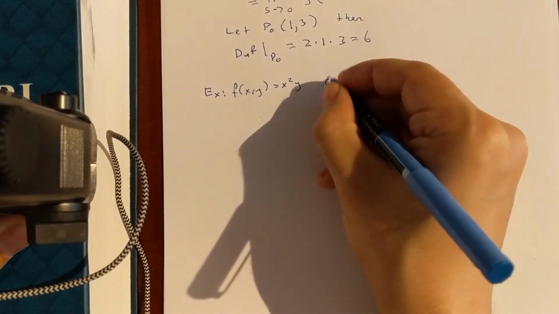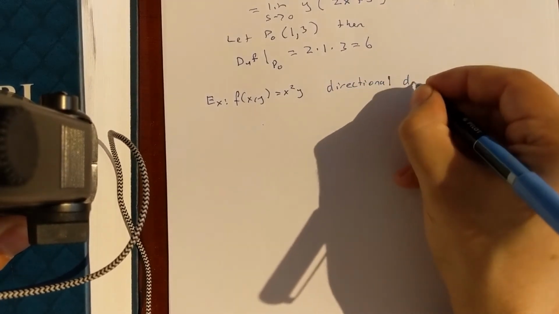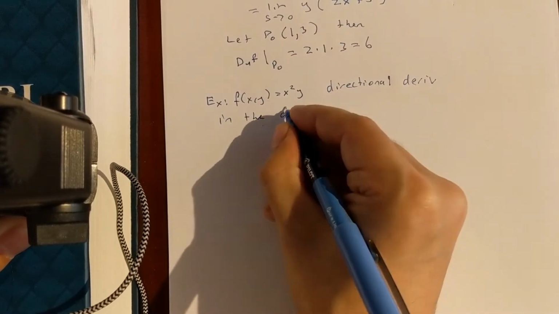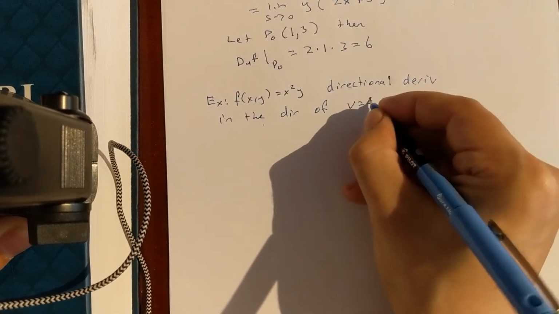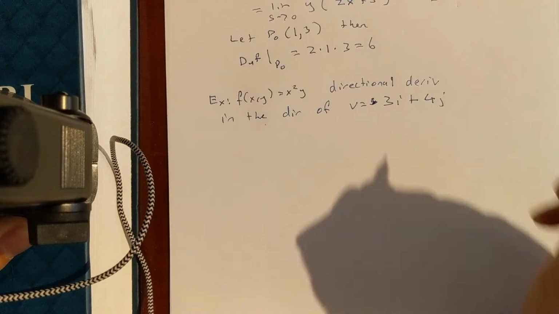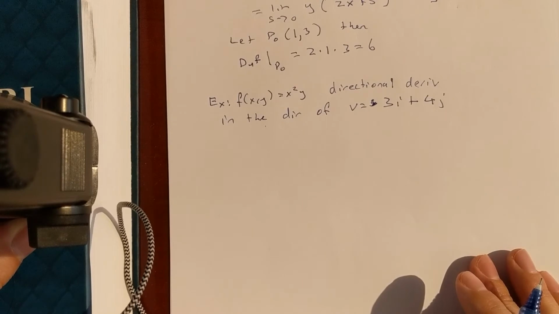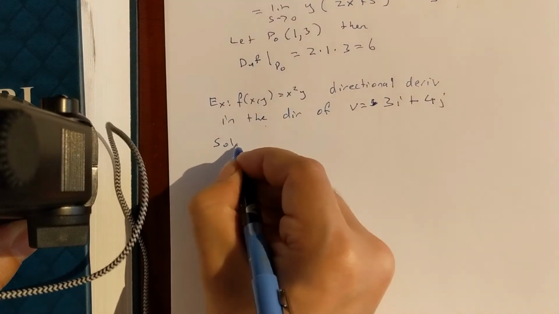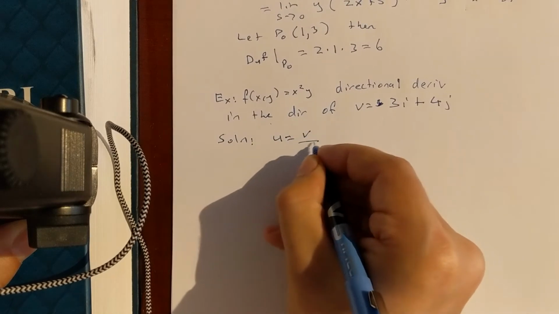We want the directional derivative in the direction of v equals 3i plus 4j. Again, I'm trying to fool you, right? This is not a unit vector. The direction is just the unit vector, so we first need to find the unit vector. Then u is going to be equal to v over the length of v.